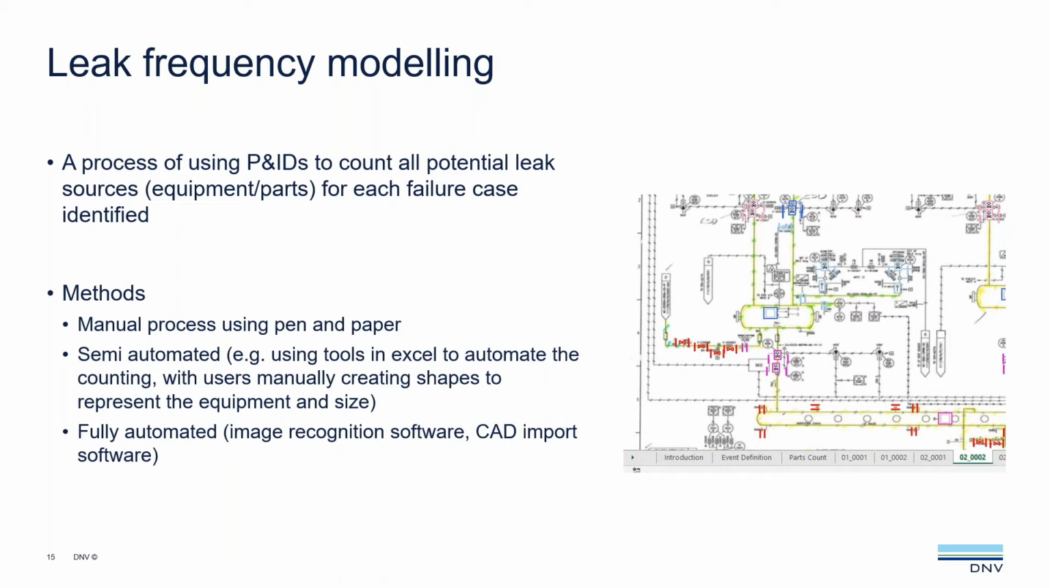The traditional method is a manual process using pen and paper. Typically here, the analyst would print off the P&IDs and would mark up those P&IDs with some highlighters, the isolatable sections and the failure cases. And then perhaps on a separate sheet of paper, the analyst would perform a tally of the range of equipment within each section and failure case, and would also make a note of the sizes of the equipment as well.